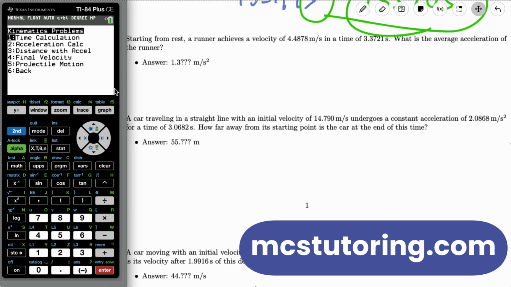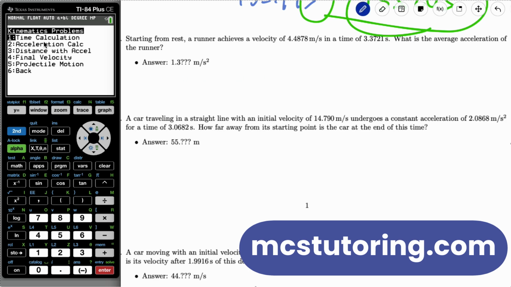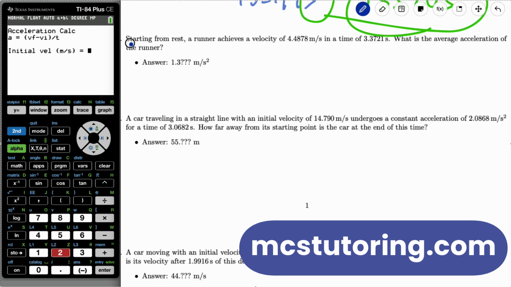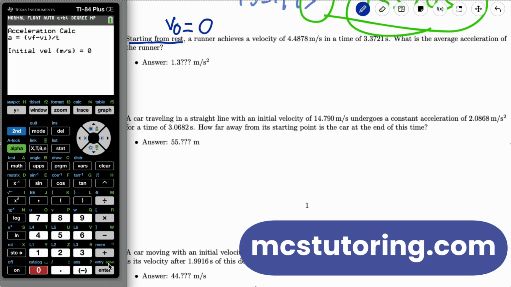So this next one, starting from rest, a runner achieves a velocity of 4.4878 meters per second in a time of 3.3721 seconds. What is the average acceleration? So this is going to be an acceleration calculation because we want to know the acceleration. I tried to label them so it makes sense to people. Now the initial velocity, okay, when it says starting from rest, that means initial velocity, v sub 0, is 0. So I'm going to put 0 here.